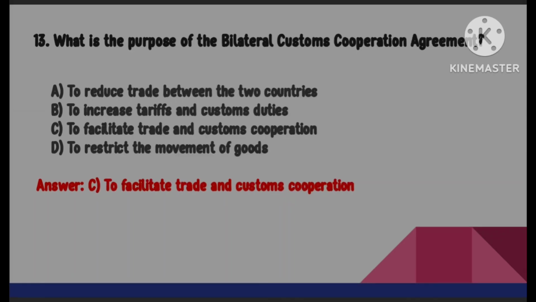Let's move into the next question. What is the purpose of bilateral customs cooperation agreement? Option A, to reduce the trade between two countries. Option B, to increase tariffs and customs duties. Option C, to facilitate trade and customs cooperation. Option D, to restrict the movement of goods. And the right answer is option C, to facilitate the trade and customs cooperation.